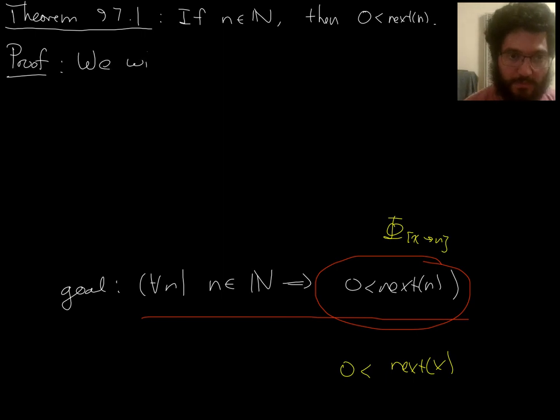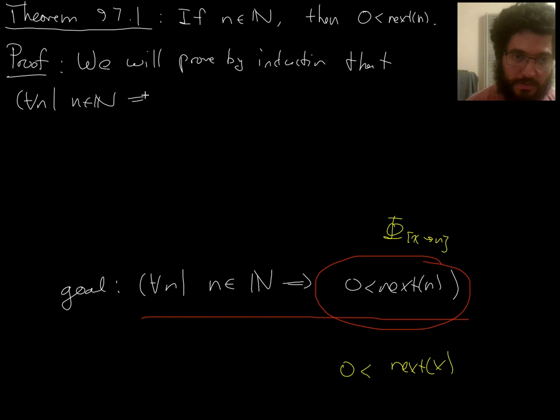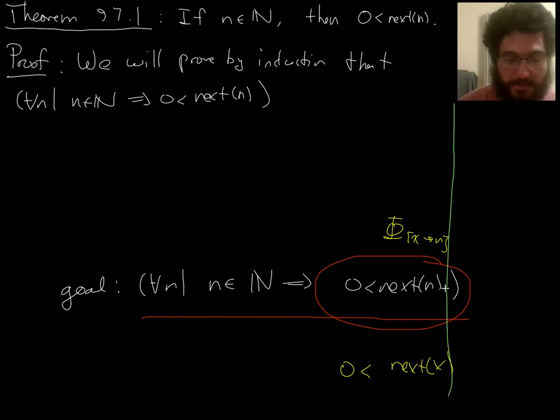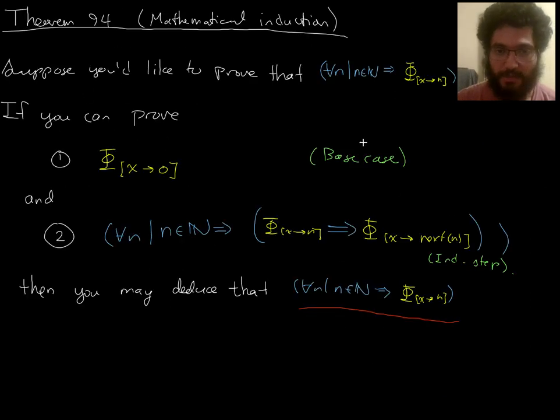So let me do this for the reader and for myself as the writer of the proof. We will prove by induction that for all n, if n is a natural number, then 0 is less than next n. So I'm going to keep in mind in my scratch work that phi here is 0 less than next x. Now that I've been clear on what phi is, I can choose any phi I want when I use mathematical induction. If I just follow this to the letter, then I can't go wrong.